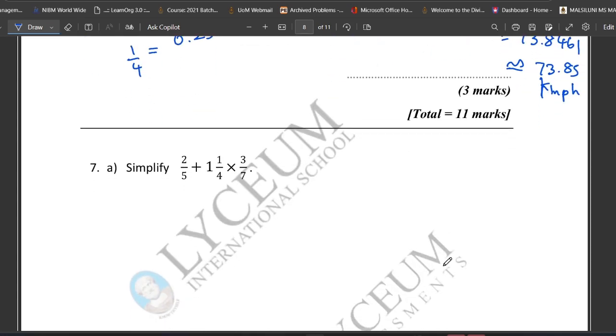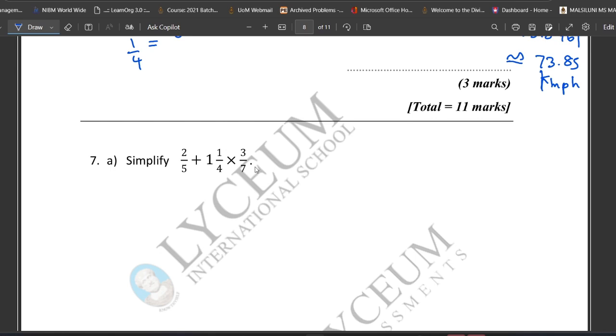Okay. The seventh question, they are telling us to simplify these two. The first thing I do is turn this into a mixed fraction. So 5/4 times 3/7. Multiply these two and add to here. And now I get 2/5. Now if I multiply these two and these two, I get 28 in the bottom, 15 in the top. 2/5. So I have to get the LCM of these two.